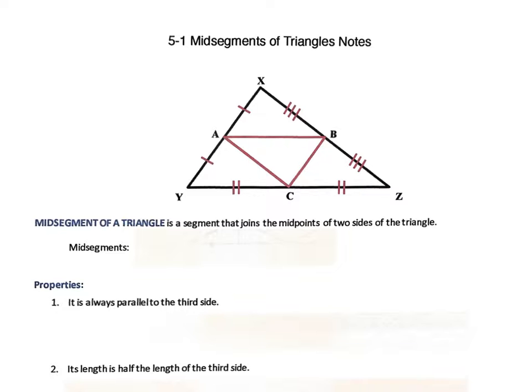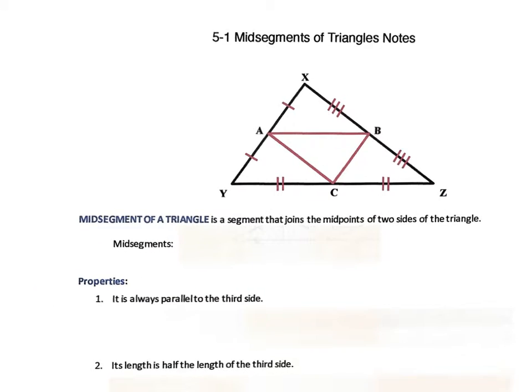But this picture right here, let's get a pen. This picture shows you mid-segments in a triangle. It's a segment that joins the midpoints of two sides of a triangle. Like here's a midpoint A, right? These two pieces are congruent, so that's a midpoint. Now go to the other side, XZ. B is a midpoint, right? These two pieces are congruent, so we know B is right in the middle of that segment.